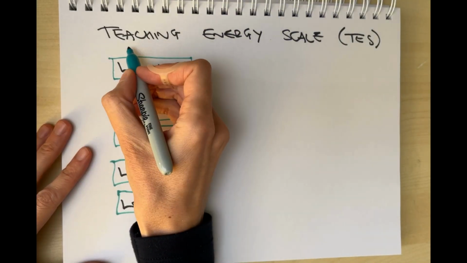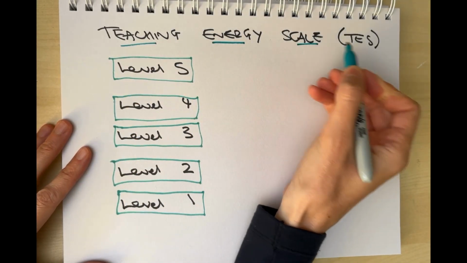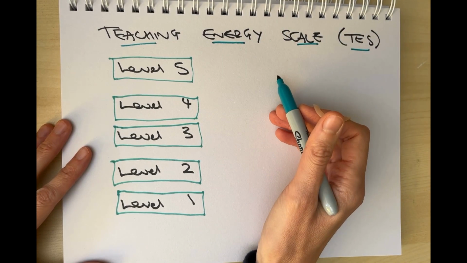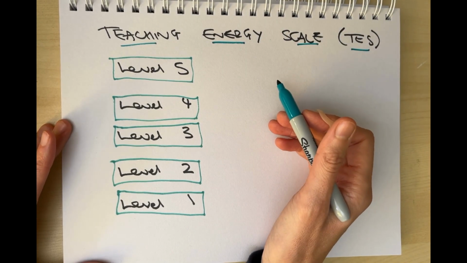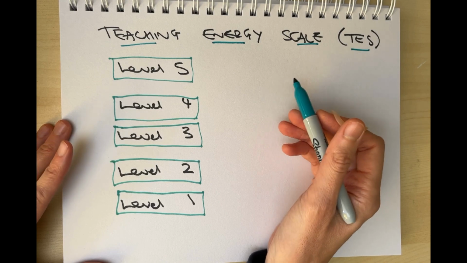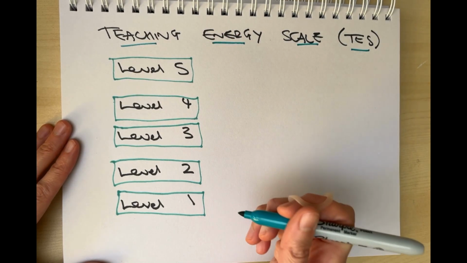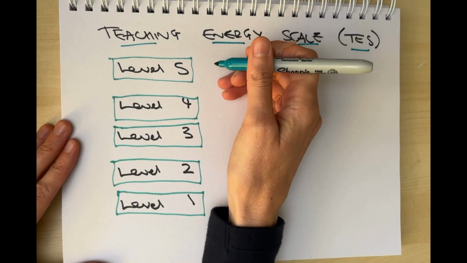The concept of energy levels, also referred to as the energy ladder, is developed from models from coaching, from psychology, from self-development, but it doesn't necessarily have a single credited originator. So this is what I call the Teaching Energy Scale, or TES for short, and it's a valuable framework for understanding and managing your energy levels as a lecturer to try and create that engaging and dynamic classroom environment. It includes 5 different levels, 1 being the lowest and 5 being the highest.